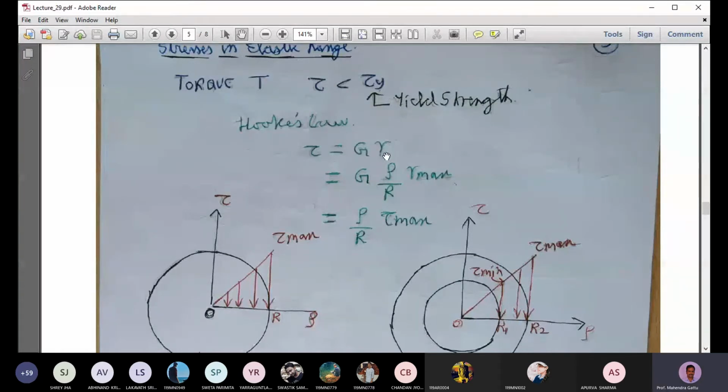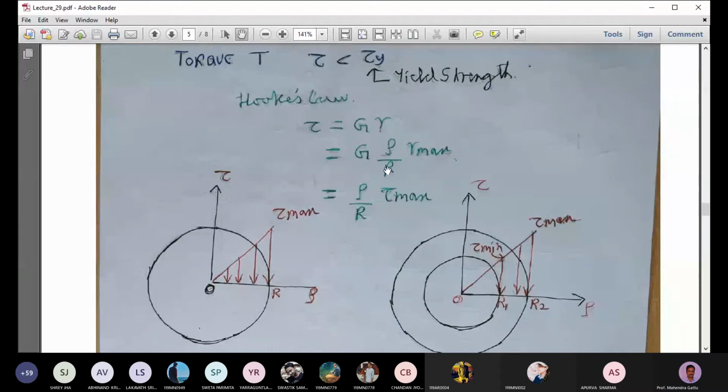The shear strain, we already found, depends on rho, and we can write it as rho by R times gamma max. So we can take rho by R common, and we have G times gamma max. G gamma max we will denote by tau max. That will be the maximum shear stress. So we'll have tau is equal to rho by R times tau max.